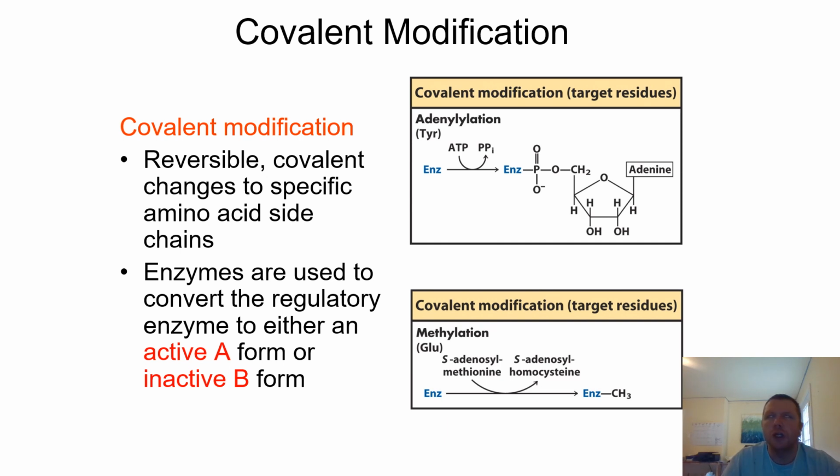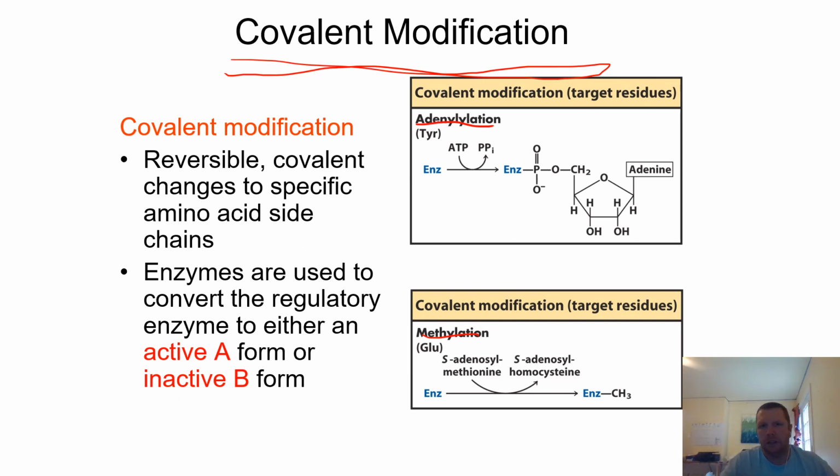So in addition to enzymes that bind small molecules, which cause some conformational change in the structure of the protein, we have something known as covalent modification. And that covalent modification is, as an example, adenylation or methylation. We're going to talk about some other examples on the next slide, but these are two pretty common examples.